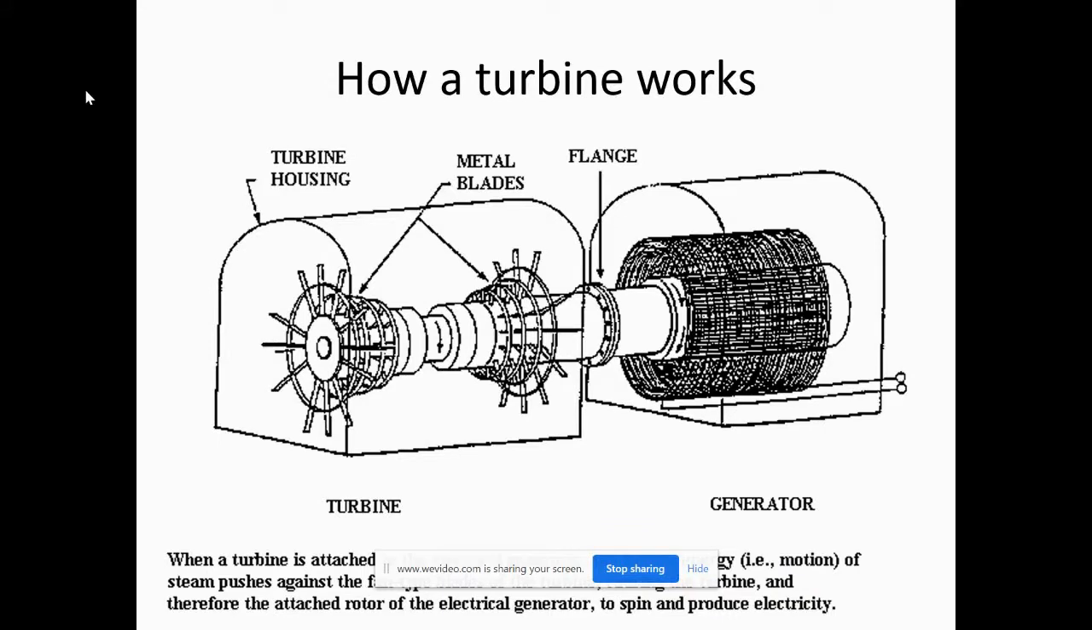The turbine is the spinny part that is connected either to a wind turbine or, in the case of steam generation, part of the boiler system. Or in a hydroelectric dam, this is through the floodgate of the dam. It's connected to a generator.